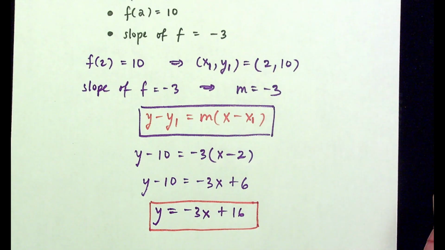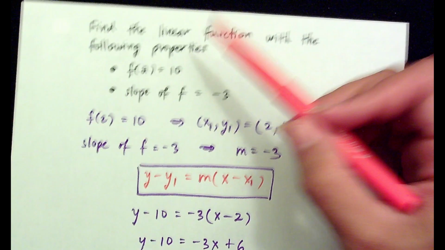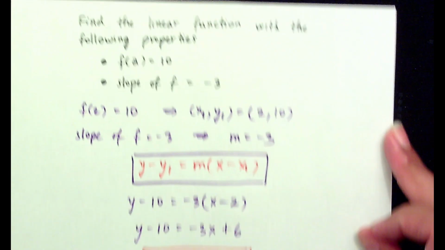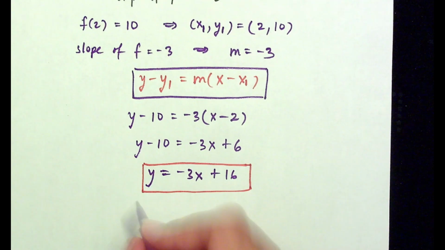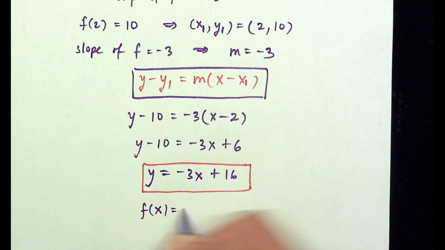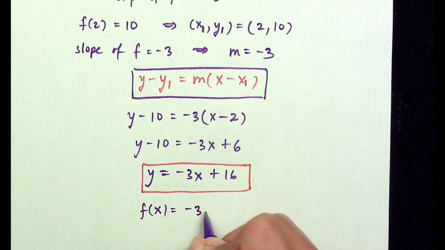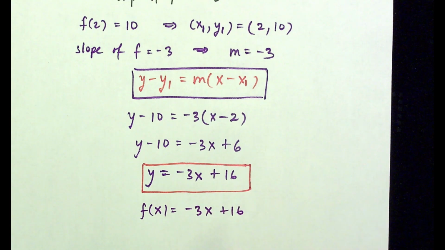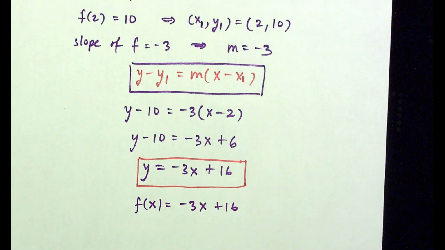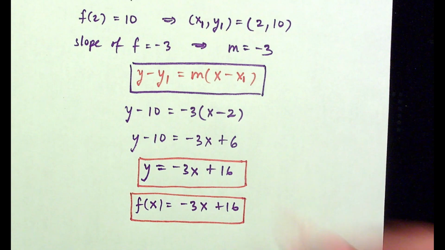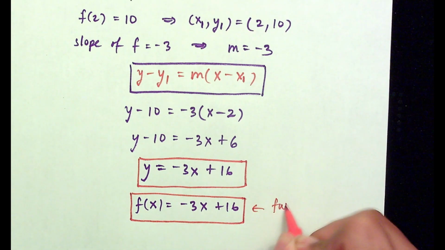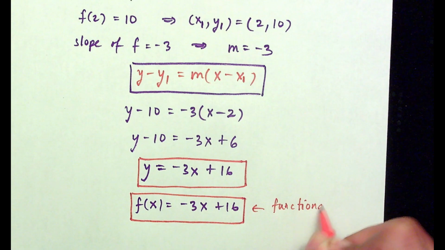They're not asking for the equation of the line, they're asking for the linear function. So that means we have to give the answer using functional notation. Instead of writing y, we're just going to write f of x. So we're going to say the linear function is f of x equals -3x plus 16. This is using functional notation.